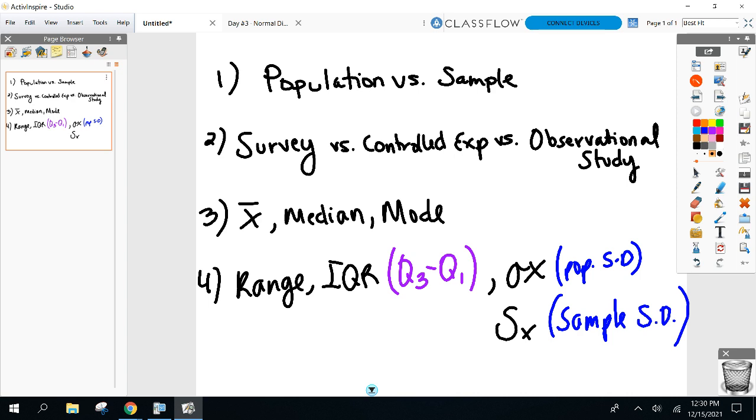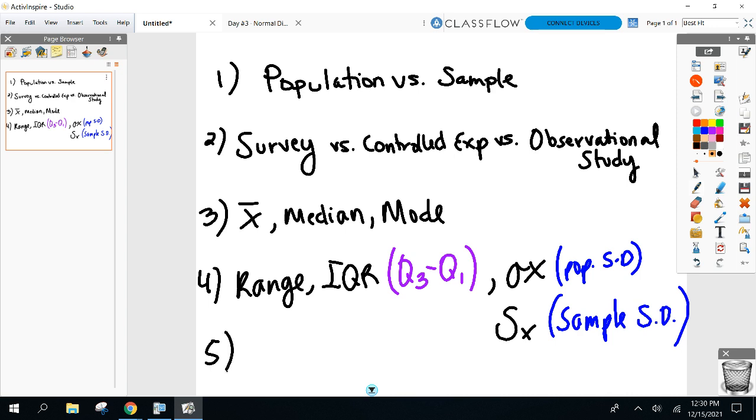Is the IQR always positive? Gotta be. Yep. Because the quartiles go from your smallest number to your biggest. Like we take the first 25%, second, third, okay? So Q3's gotta be bigger.